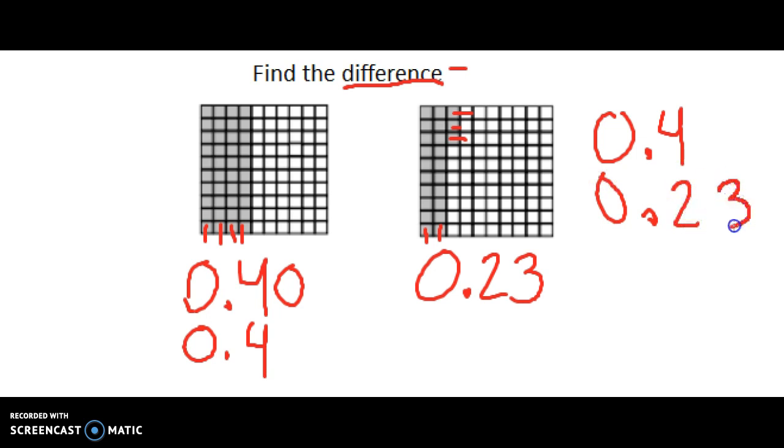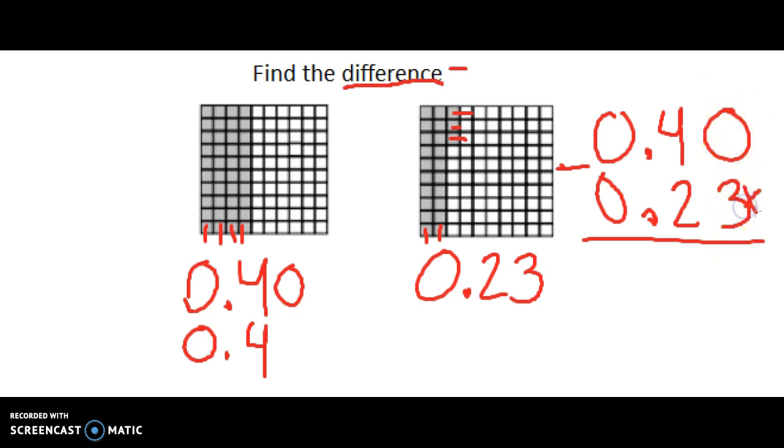Subtract. Just like with adding decimals, I want to make sure that both of my numbers have the same amount of digits. If I look up top, 1, 2, my second number has 1, 2, 3 digits. So to make it even, I will put a 0 up top. I will now start subtracting all the way to the right. 0 minus 3.